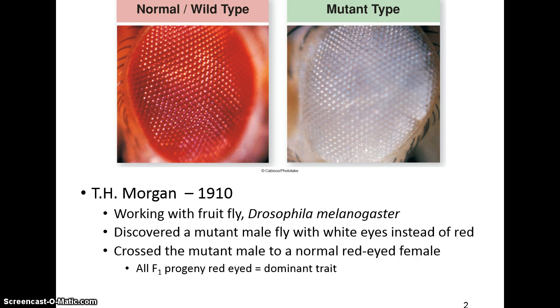And he discovered a mutant male fly with white eyes. Most of these flies have red eyes, but he found some that were male that were white. So, to determine whether it was recessive or dominant, he did a cross with the red-eyed females, and he found that all the F1 progeny had red eyes. So, red was the dominant trait.